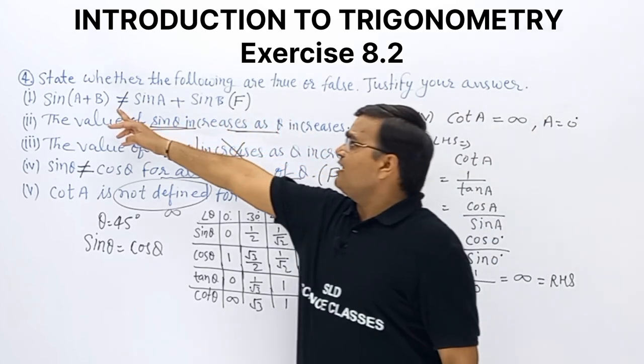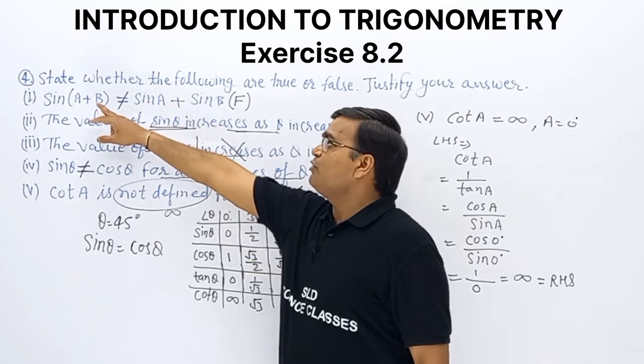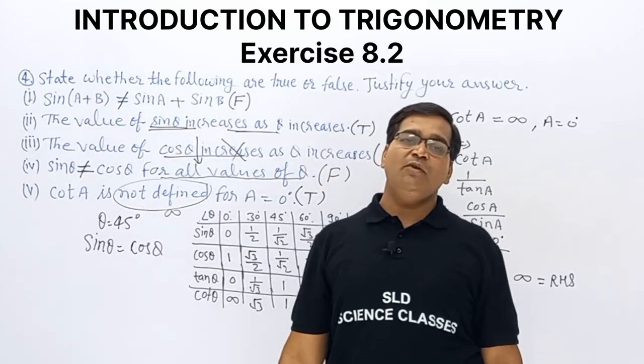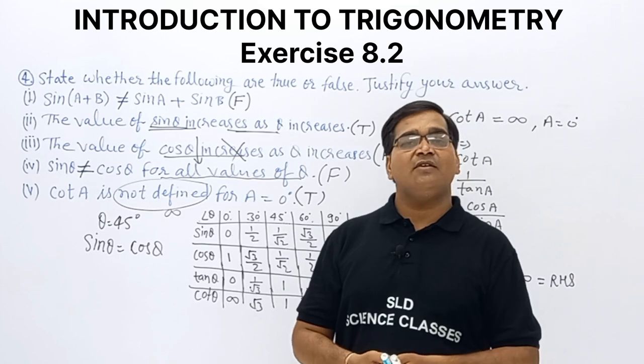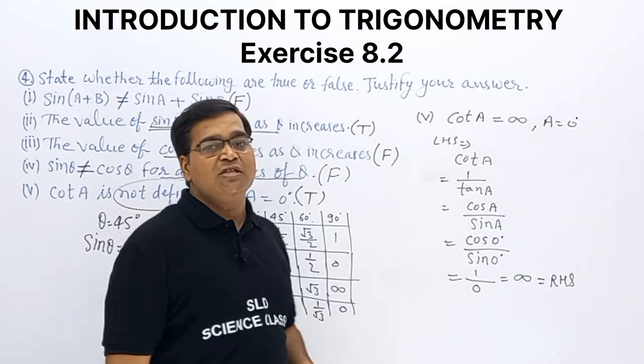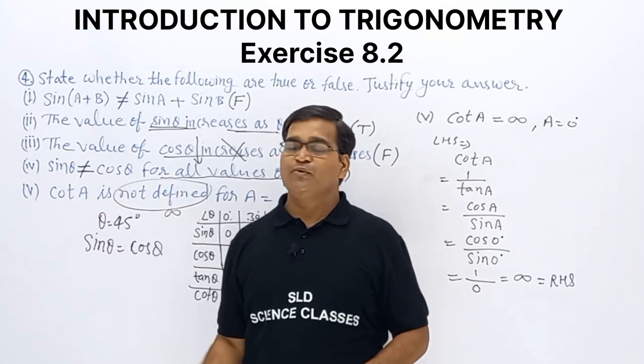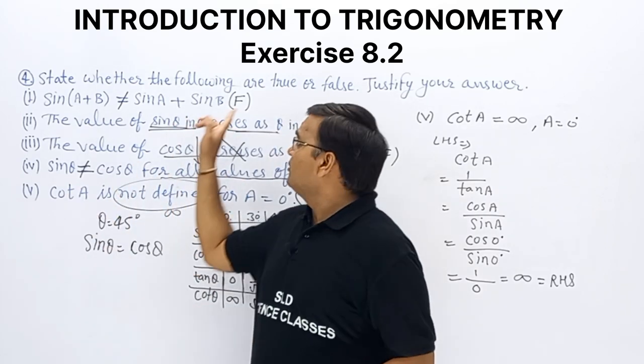Observe again. Sin A plus B is not equal to sin A, sin B. We solve by using A equal to 30 degree and B equal to 60 degree. We are not getting left hand side equal to right hand side. But this is the standard formula: sin A plus B equal to sin A cos B plus cos A sin B. So it's not possible. So it is false.